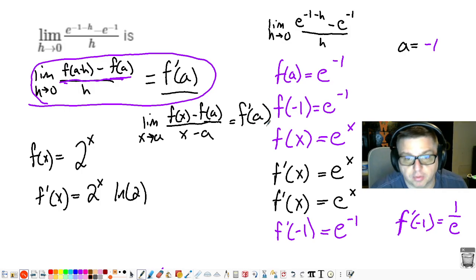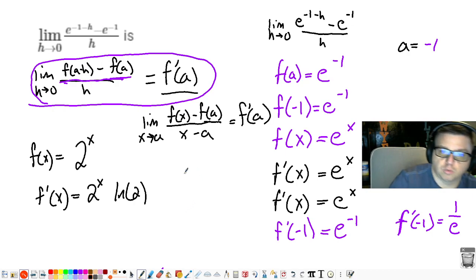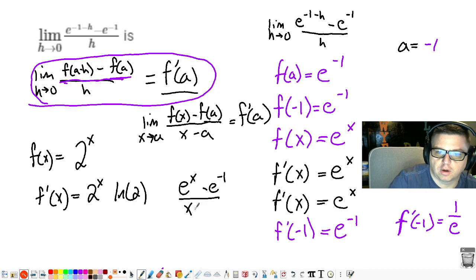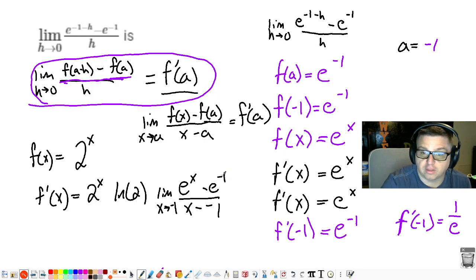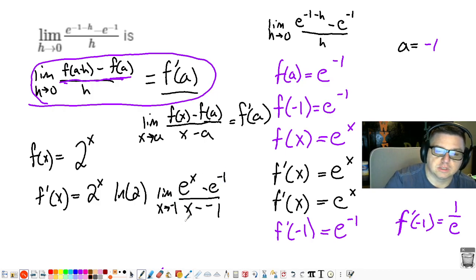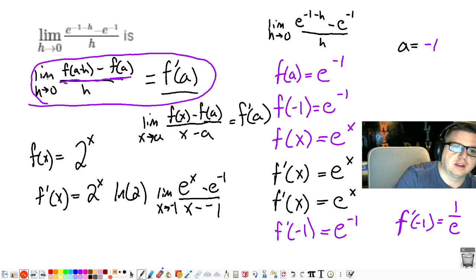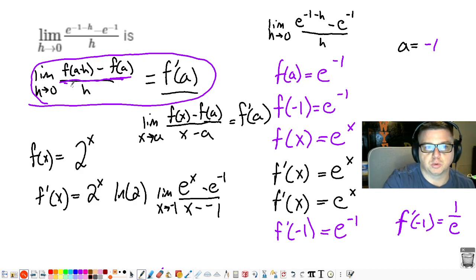Same type of thing, where this one would have been e to the x minus e to the -1 over x minus a -1, so it'll probably be a +1 there. And then the limit as x approaches -1. The problem with this is in these types, they give you what f of x is. They kind of really draw out what the a value is as well. So this one's not as tricky to take the derivative of and plug in your value, where here you need to understand that connection between these two problems.